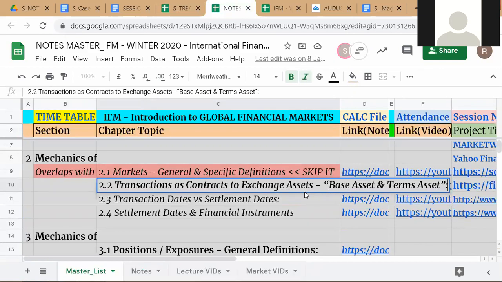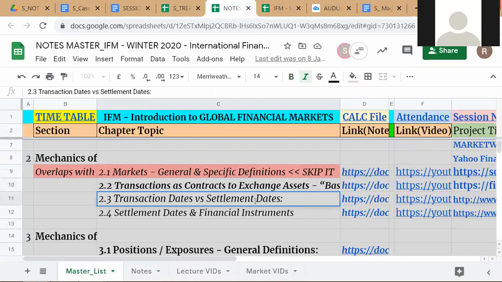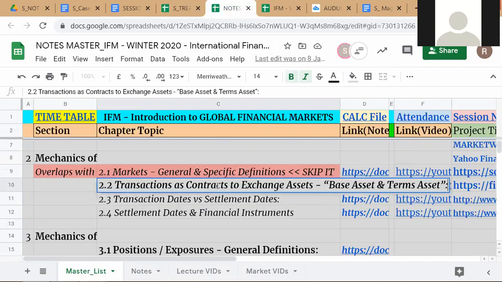You have the transaction date and the settlement date. When you have a contract to exchange assets, finally you have to discharge your obligations under the contract. We have to connect it to the law as well. When you do a transaction in a financial market, you're entering into a contract to exchange assets. A contract gives rise to rights and obligations. You have a right to receive the asset which you have bought, and an obligation to deliver the asset which you have sold or agreed to sell.